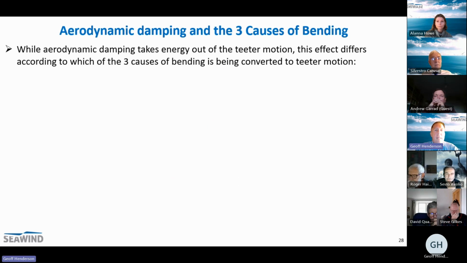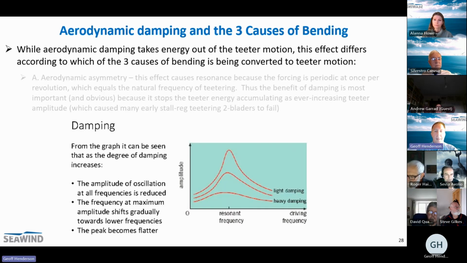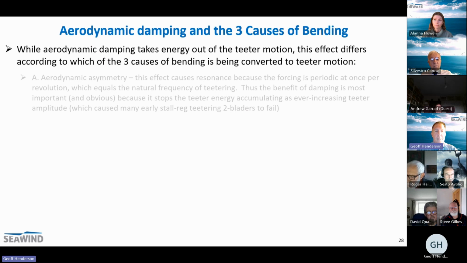Aerodynamic damping in terms of the three causes of bending. Well, if it's aerodynamic asymmetry, this effect definitely causes resonance because the forcing is periodic at once per revolution. And so the benefit of damping is the most important and obvious because it stops the teeter energy accumulating. And again, this graph illustrates that.